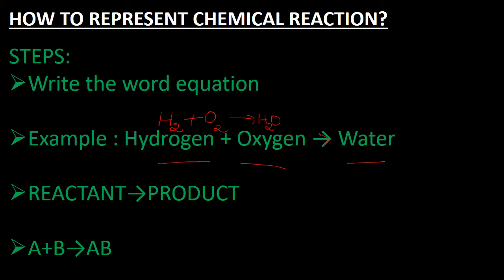A reactant is a substance that undergoes change in a chemical reaction. So what happens to this hydrogen and oxygen? They are combining to form an entirely different substance called water. So hydrogen and oxygen are reactants, and water, which is formed as a result of the chemical reaction, is called a product. So what is a product? A product is a substance that is formed due to a chemical reaction. Reactants are written on the left hand side and the product on the right.